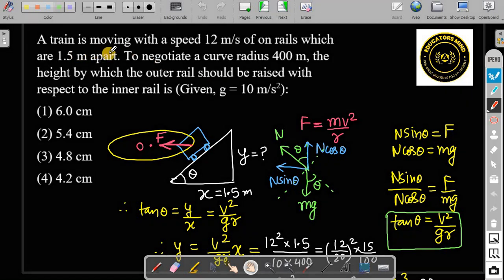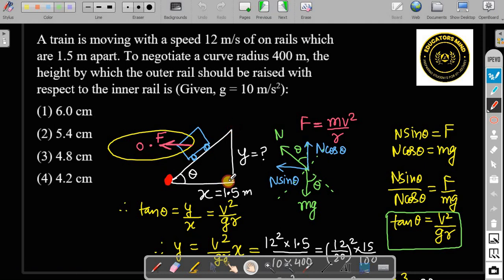Next question is saying that a train is moving with a speed which is given, right? And the distance between the rails is given. So let's say this is the rail, and the distance between the rails is 1.5 meter, right? And it is going with a speed, which is also given. Radius of curvature is given, that means it is going to take a turn like this, okay? It is going to take a turn. So they are asking the height, at what height we should raise the other side.